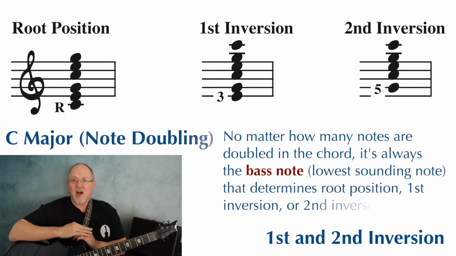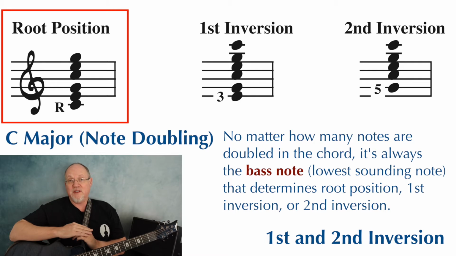It doesn't matter how many notes you add to the chord, the bottom note is what determines whether it's in root position, first inversion, or second inversion. Here's a C chord with a whole bunch of C's, E's, and G's. The bottom note is a C, which is the root of the chord, so it's in root position.